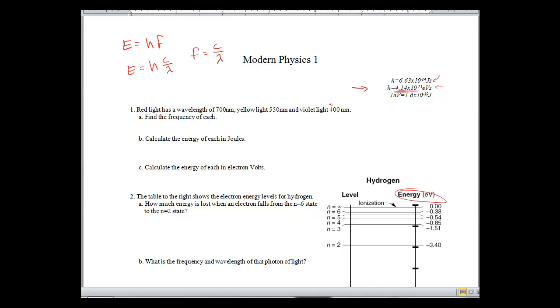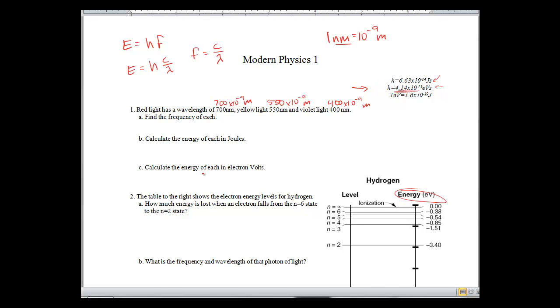So, another thing. 1 nanometer is 10 to the negative 9th meters. Every time you see nanometer, you're going to do 10 to the negative 9th meters. So, 700 nanometers is 700 times 10 to the negative 9th meters. 550 is 550 times 10 to the negative 9th meters. 400 nanometers is 400 times 10 to the negative 9th meters.